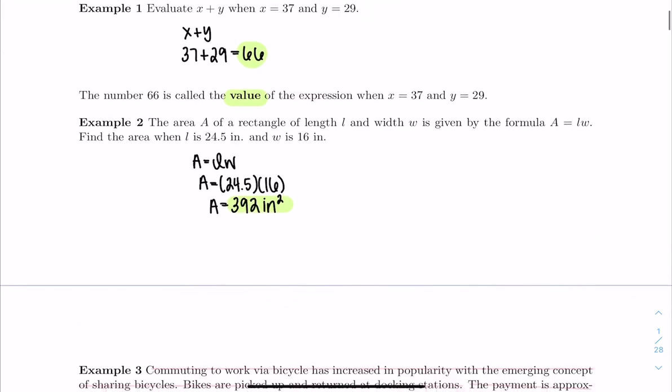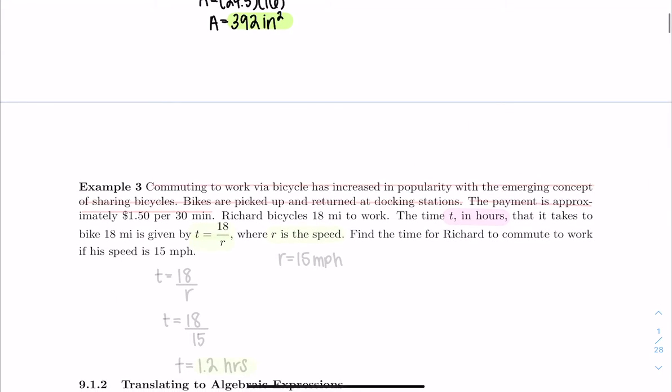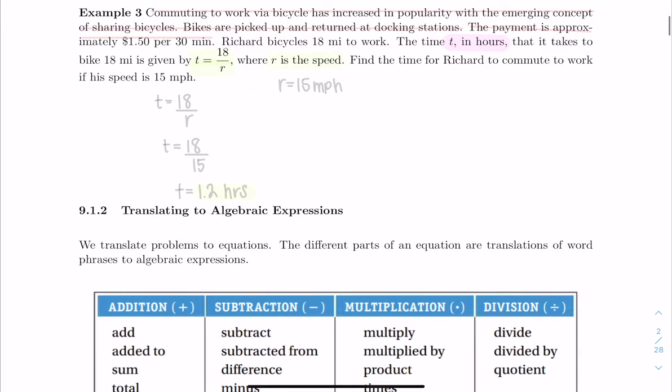For example number 3, commuting to work via bicycle has increased in popularity with the emerging concept of sharing bicycles. Bikes are picked up and returned at docking stations. The payment is approximately $1.50 per 30 minutes. Richard bicycles 18 miles to work. The time t in hours that it takes to bike 18 miles is given by t equals 18 over r, where r is the speed. Find the time for Richard to commute to work if his speed is 15 miles per hour.